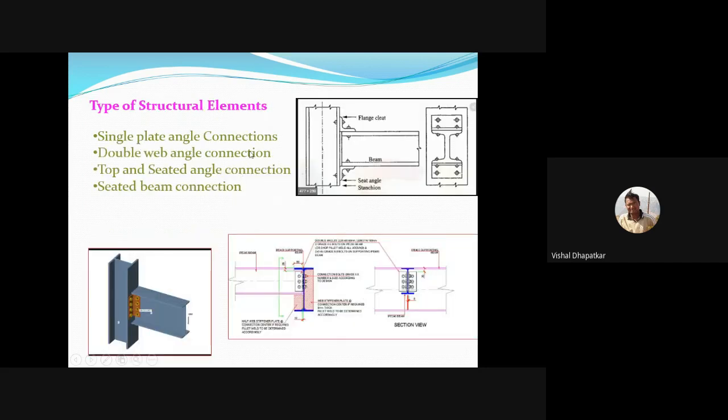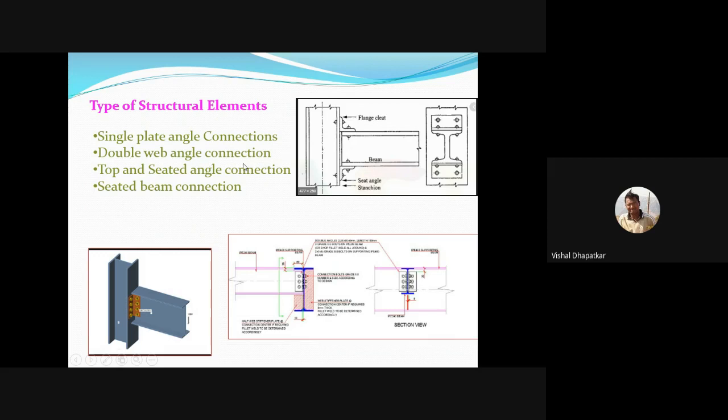Then single plate angle connection, double web angle connection. So single angle connection means we'll have a single angle here, in which one leg of that angle is connected to the web, and the other leg of that angle is connected to the column, and at one end it will be a welded connection, or leg will be welded, and on the other side it will be bolted.